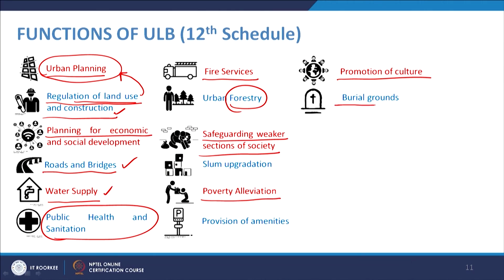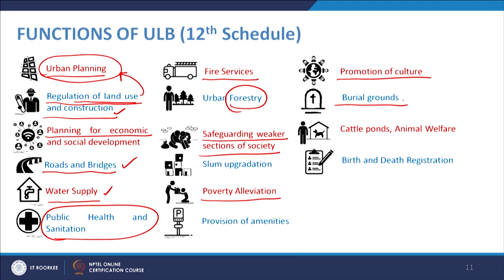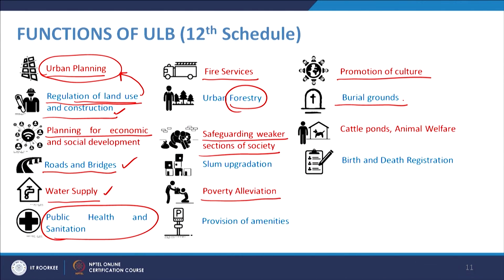Then it is the job of the urban local bodies to build burial grounds or crematoria or similar types of facilities in the municipal areas. Cattle ponds and animal welfare are also part of the municipality's job. Then the birth and death registration. Those of you attending this course from the municipality know that this is a very important and regular job that you do religiously, and for every future purpose we depend on the birth and death registration certificate. So, this is the first and foremost job of the municipalities.